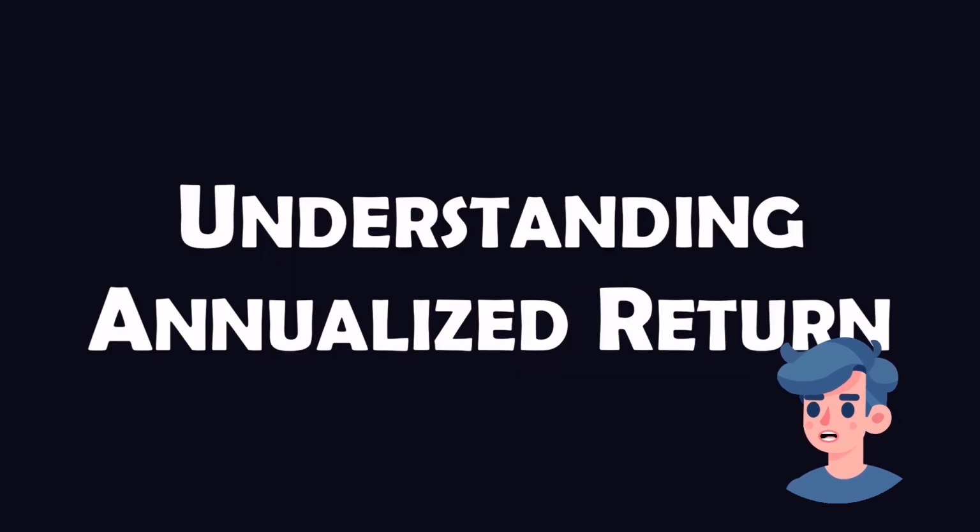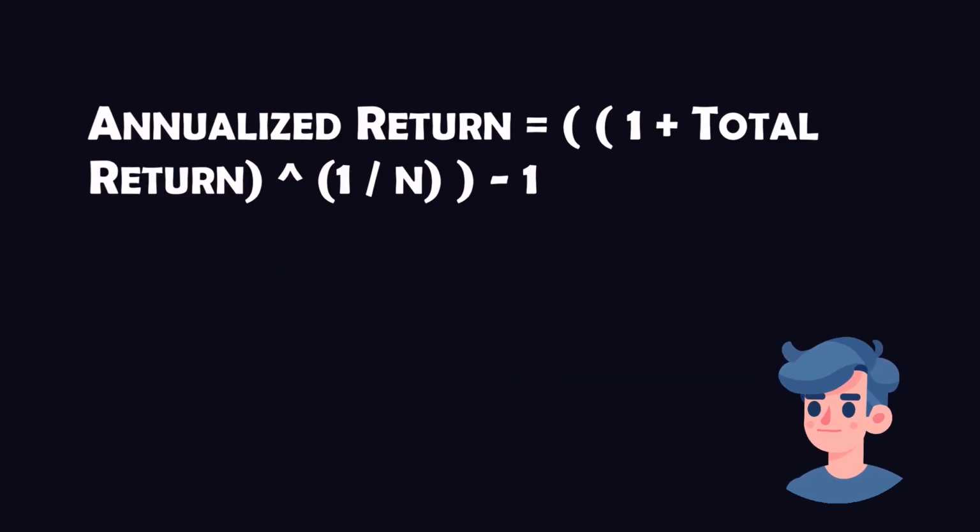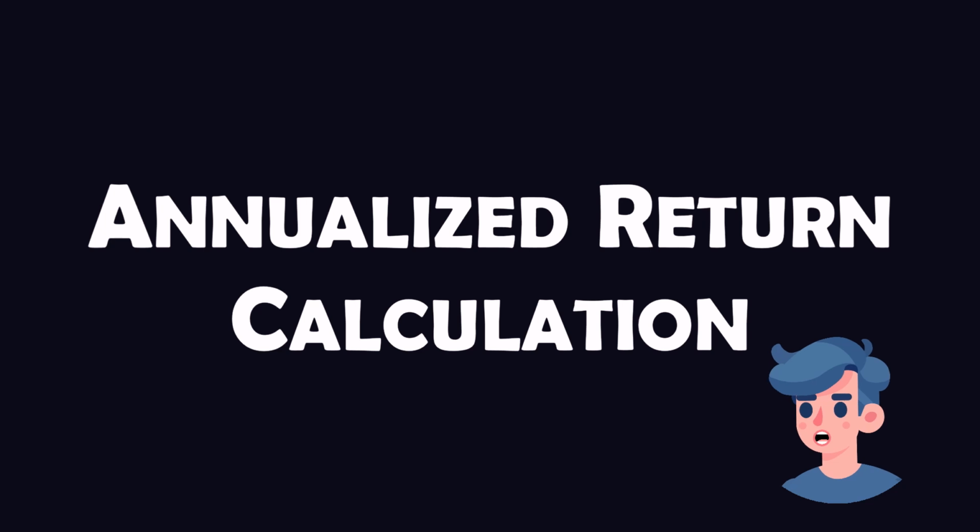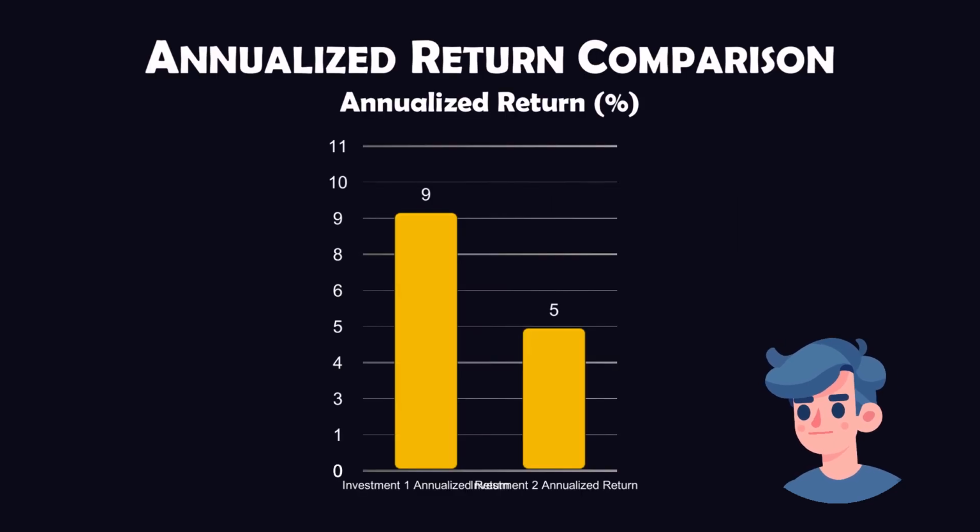Another crucial metric is annualized return, which annualizes the percentage return on an investment. This is helpful to compare investments held for different lengths of time. Suppose you had multiple investments, one with a total return of 20% over 2 years and another with a 30% return over 5 years. Their respective annualized returns would be.